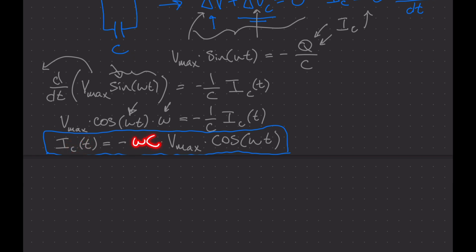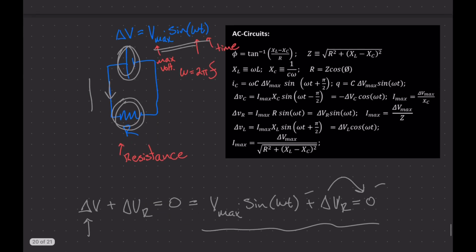We have omega C times Vmax, which is the same thing we see in the equation. And then we have minus cosine omega t, where in the equation sheet it was plus sine omega t plus pi over 2, if I'm not mistaken. Yeah, plus pi over 2 here. So this can be converted to negative cosine omega t, and we will see that in a second.